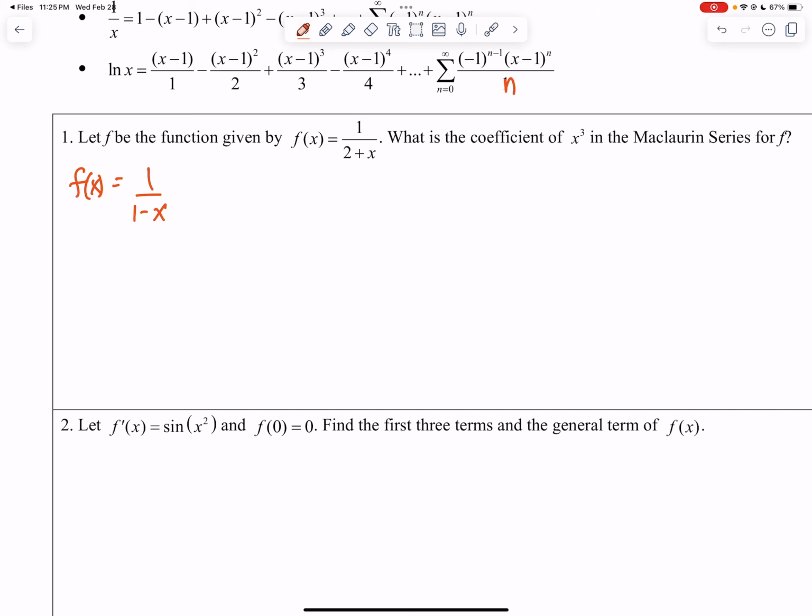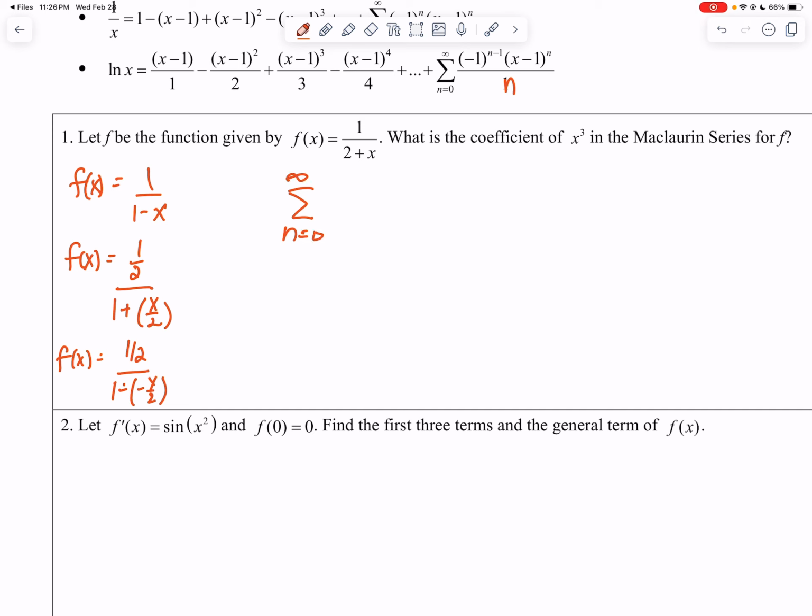What I'm going to do is divide everything by 2. And I get that. The only thing I have left is to move that so that it's a minus, like that right there. Okay, so this tells me that my summation from 0 to infinity has a first term of 1/2, and then my common ratio is negative x over 2 to the n. We know that because this is going to be a geometric series.